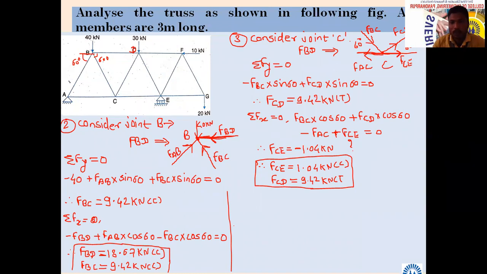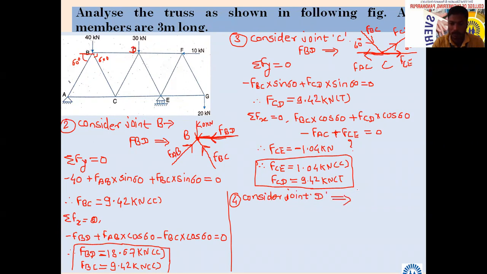Is it over up to this? How many joints have we covered till now? A joint, B joint, C joint. Shall we go for the next joint? Yes, sir. Which joint is there next? D. Joint D. Consider joint D.